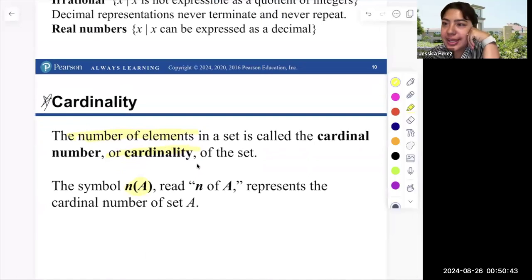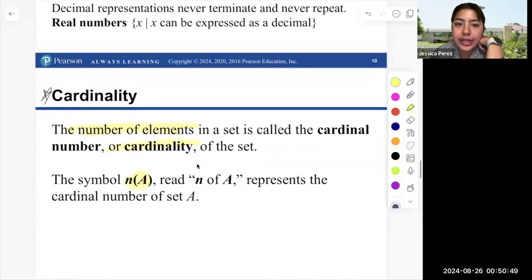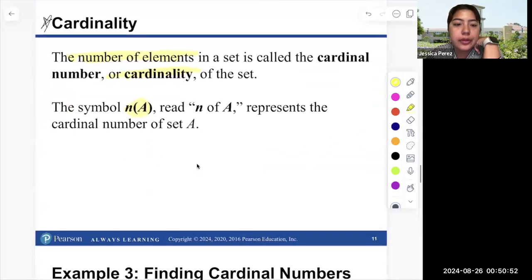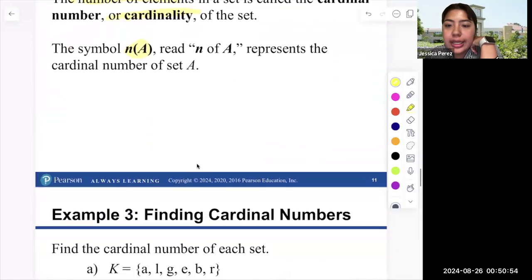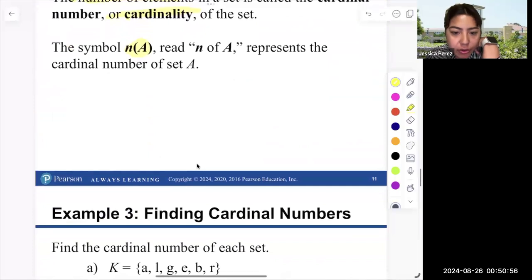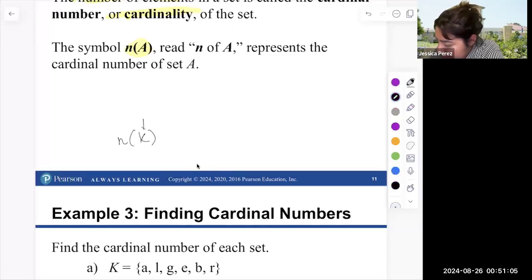So N of A means I want you to tell me how many elements live in that set. It's a cardinal number, or a cardinality. Let's look at finding cardinal numbers. Find the cardinal number of each set. So I want to find N of K, the cardinal of the set.